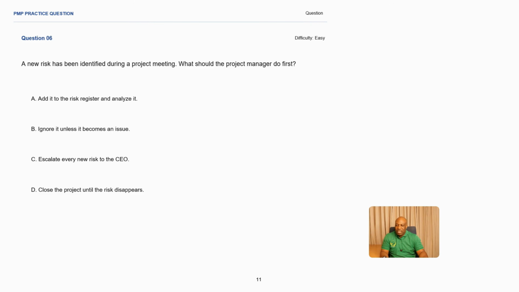Right. Practice question number 6. A new risk has been identified during a project meeting. What should the project manager do first? Okay. So this is also classified as something that is very easy. So what is our problem statement?